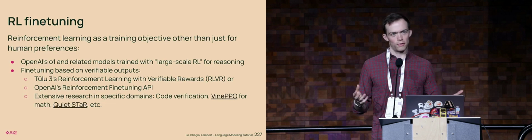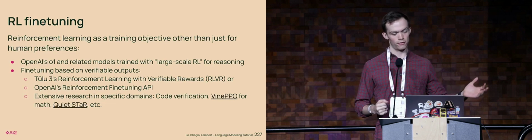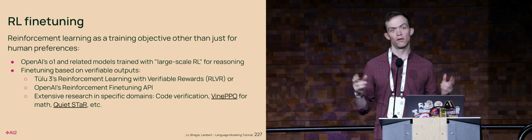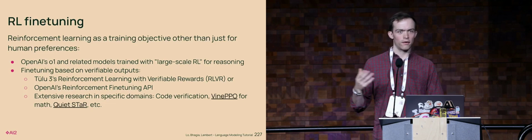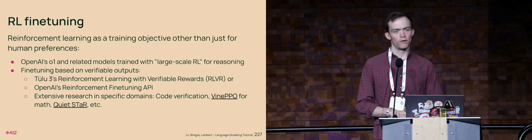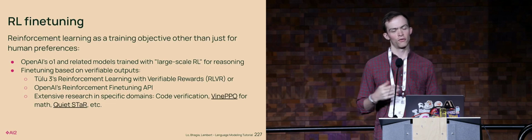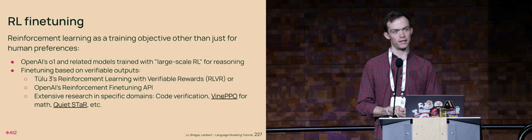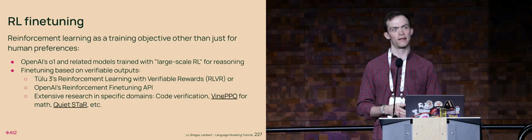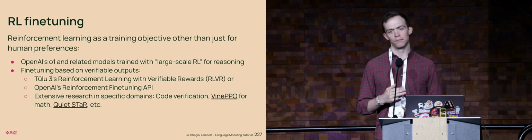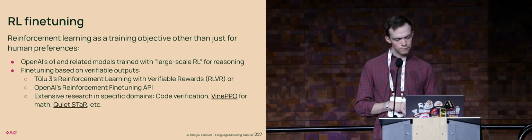I think there's a few examples that I highlight. OpenAI's O1 models target large-scale RL, and we don't know a lot of details there. But within our open source post-training efforts, we've used this reinforcement learning with verifiable rewards idea on top of base models to actually improve performance on tasks we care about, like math, GSM-8K, and IFEval.